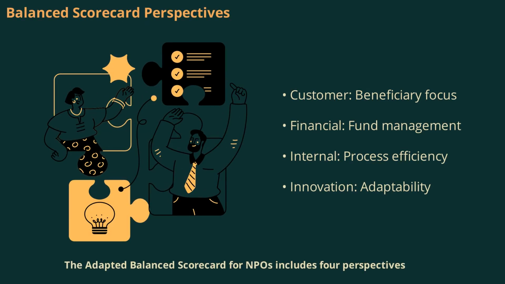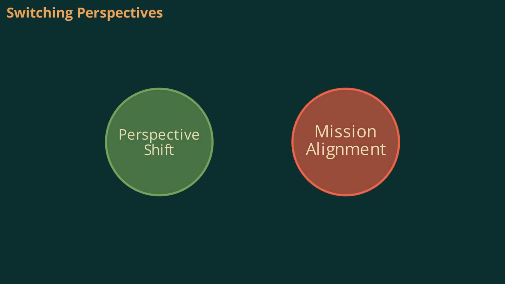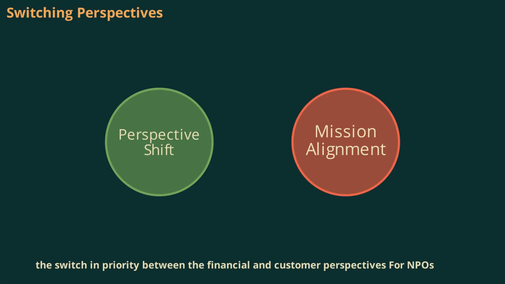The adapted balanced scorecard for NPOs includes four perspectives: customer, beneficiary satisfaction and stakeholder interest; financial, fundraising and fund distribution; internal processes, efficiency, volunteer development, communication and quality; and innovation and learning, organizational adaptability and innovation. By mapping objectives and key performance indicators to each perspective, NPOs can monitor progress and ensure that all aspects of their mission are addressed. The key difference in the adapted balanced scorecard is the switch in priority between the financial and customer perspectives.